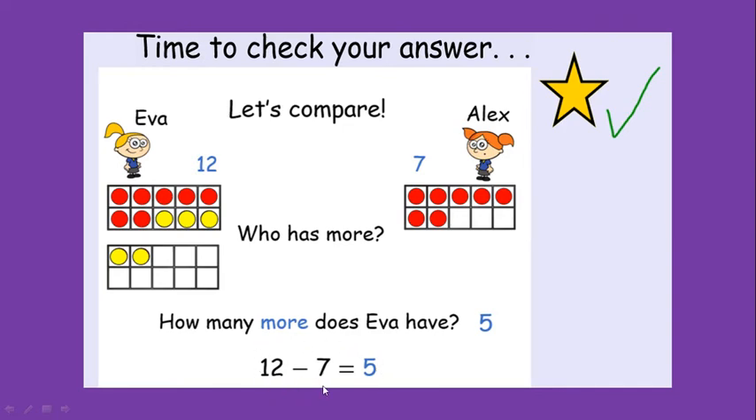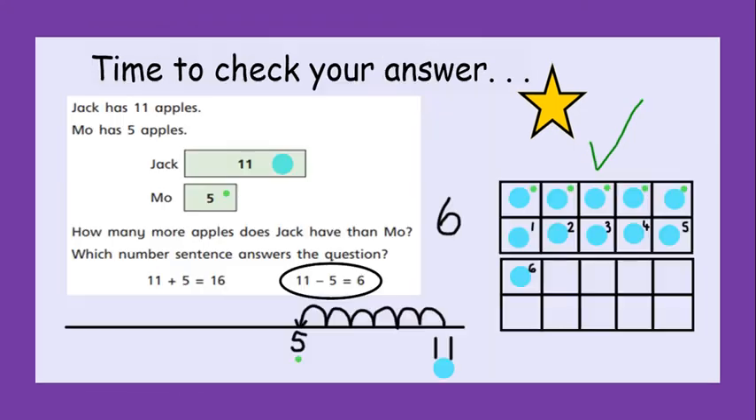And that number sentence there is how we've proven how many more Eva has, because we started off with Eva's 12, and then what we did was we took away Alex's 7, which left us with an amount, and that amount was how many more Eva had. So that number sentence, 12 take away 7 equals 5, is the way we have proven how many more Eva has. So well done if you got those questions right.